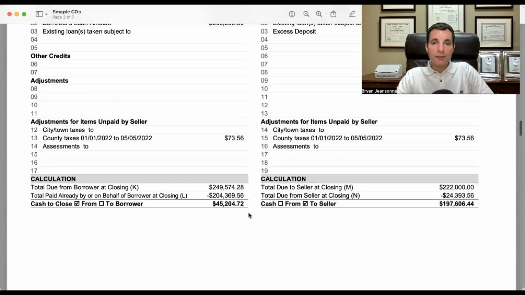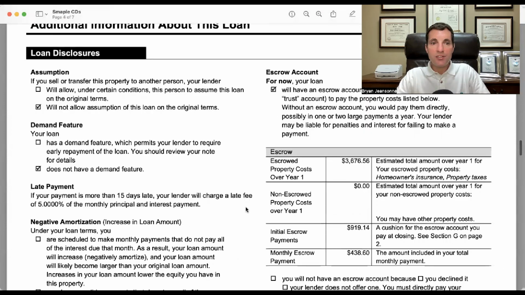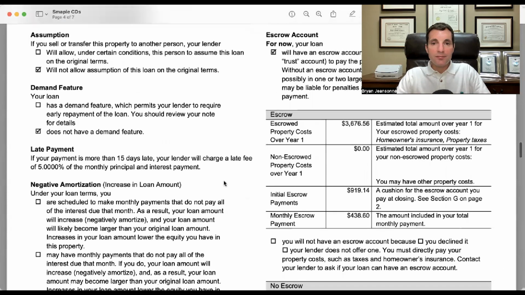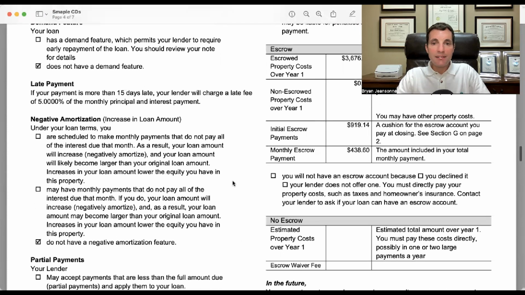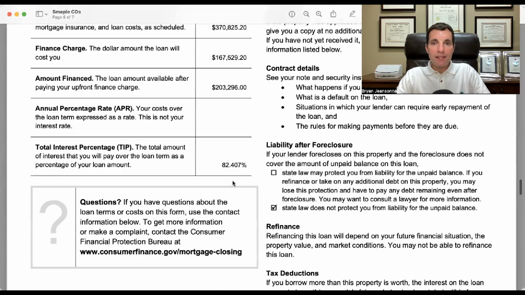And then it's going to show, just like it did from the first page, how much you need to bring. So it's going to show that amount that you'll need to bring in the form of a cashier's check or wire to the title company. And then it'll have some additional information about different parts of the loan, some of the aspects of it, late payments or things like that, and more information about the loan.